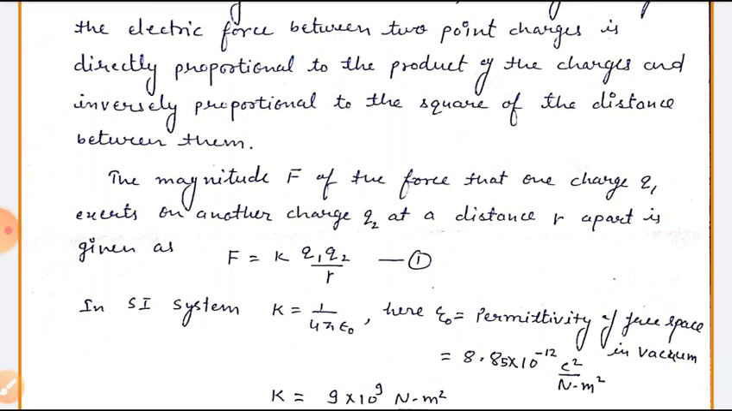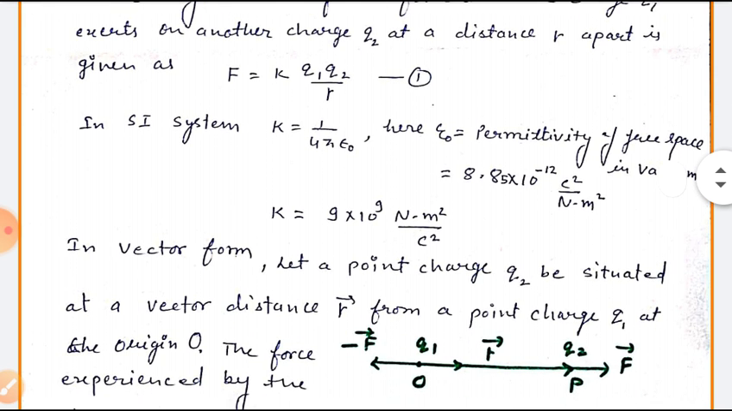In SI system, k is equal to 1 upon 4 pi epsilon naught. Here epsilon naught is the permittivity of free space in vacuum and its numerical value is 8.85 into 10 to the power minus 12 Coulomb square upon Newton meter square. Here k is constant and its value is 9 into 10 to the power 9 Newton meter square upon Coulomb square.